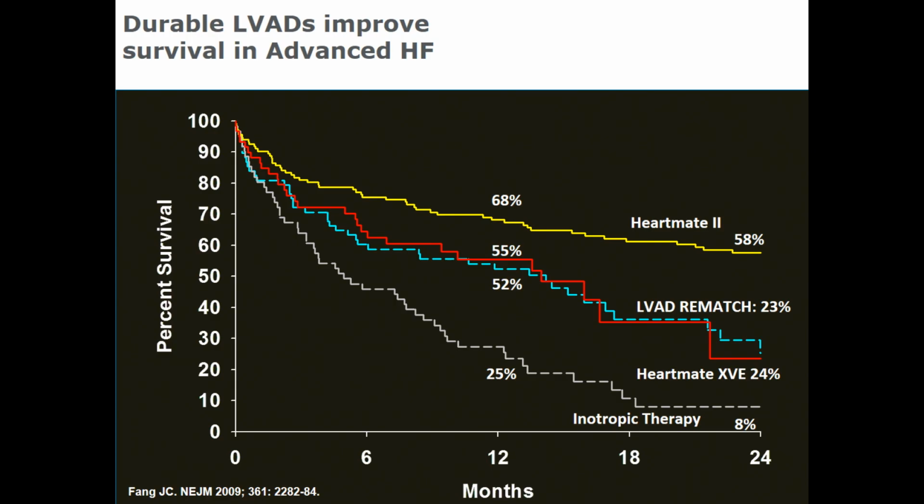What's clear is that use of durable left ventricular assist devices in appropriately selected patients with advancing technology can be associated with improvements in survival. These are data from subsequent trials looking at different generations of left ventricular assist devices, highlighting improvements in mortality from that seen with inotropic support at 1 year, extending to 2 years, that are quite dramatic, as shown on this slide.